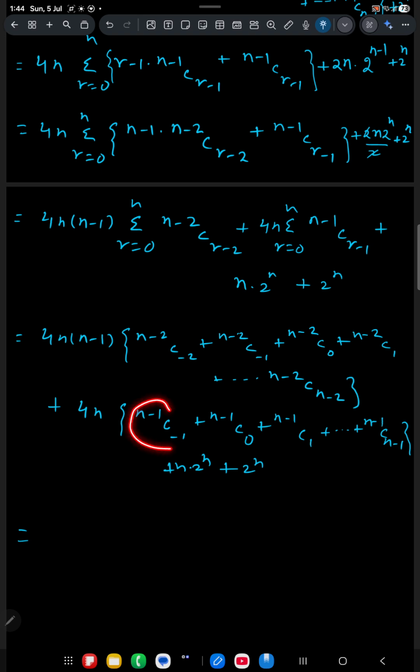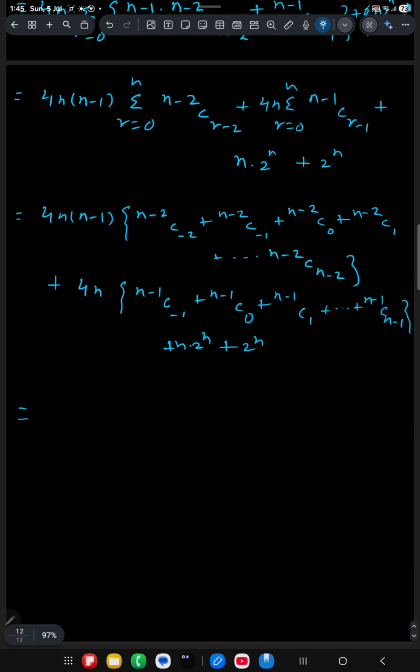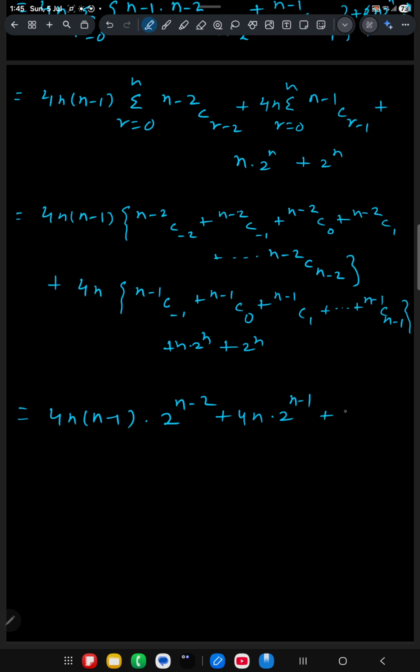Similarly here, this term makes no sense because r is negative. So our formula will start from here: (n-1)C0 plus (n-1)C1 plus ... plus (n-1)C(n-1), which is 2 raised to the power n-1. So we will do this: 4n(n-1) into 2 raised to the power n-2, plus 4n into 2 raised to the power n-1, plus 2 to the power n. If you take common (n+1).